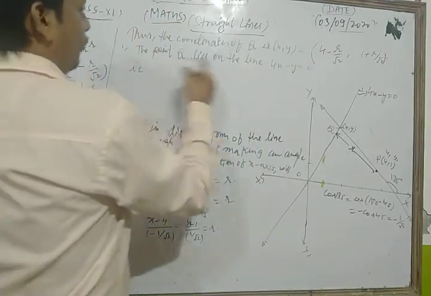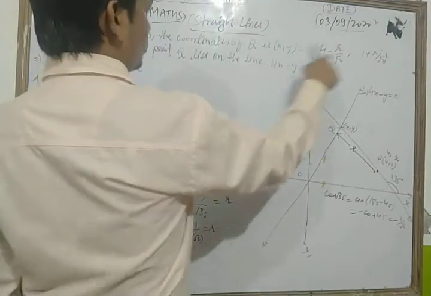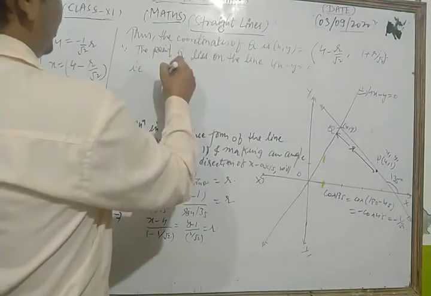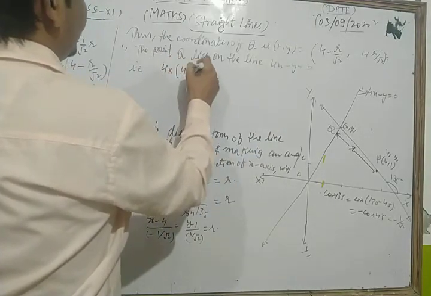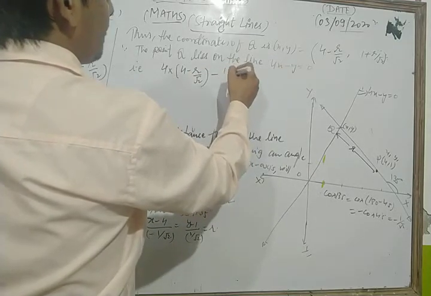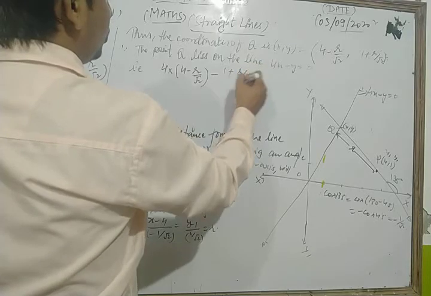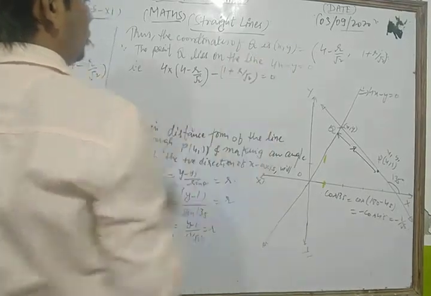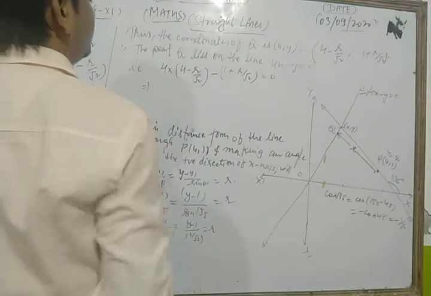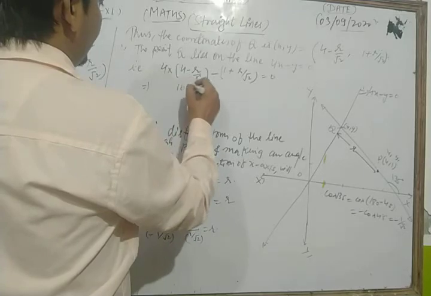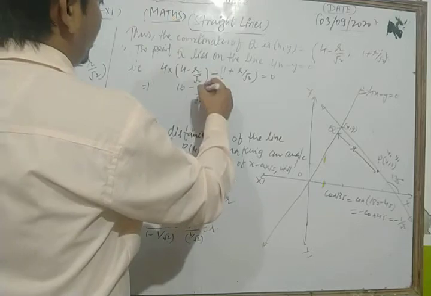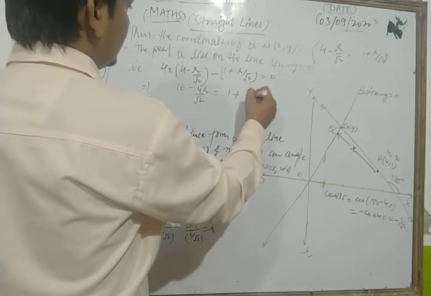That is, we put x equal to this and y equal to this in that equation. Now look, that is 4 into the value of x, so we write 4 times (4 minus r upon under root 2), minus the value of y, (1 plus r upon under root 2), is equal to 0. Now let's see what we do. We solve it: 4 times 4 is 16, minus 4r upon root 2, minus 1 plus r upon root 2.